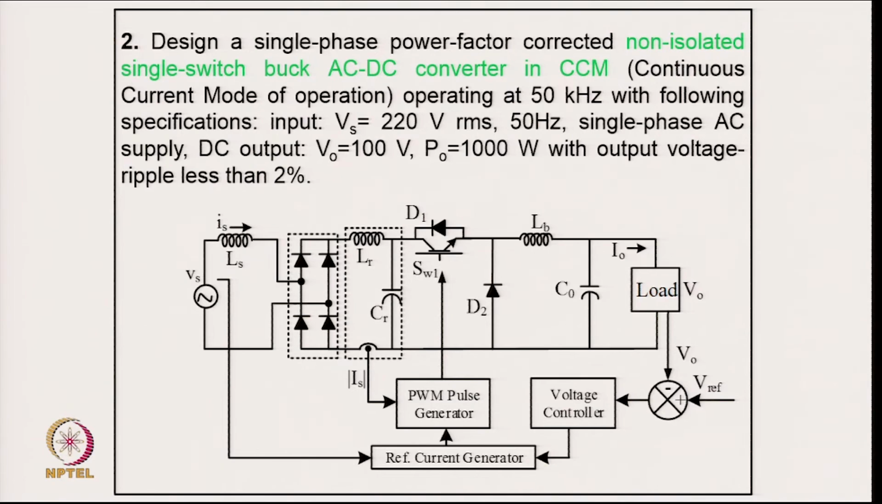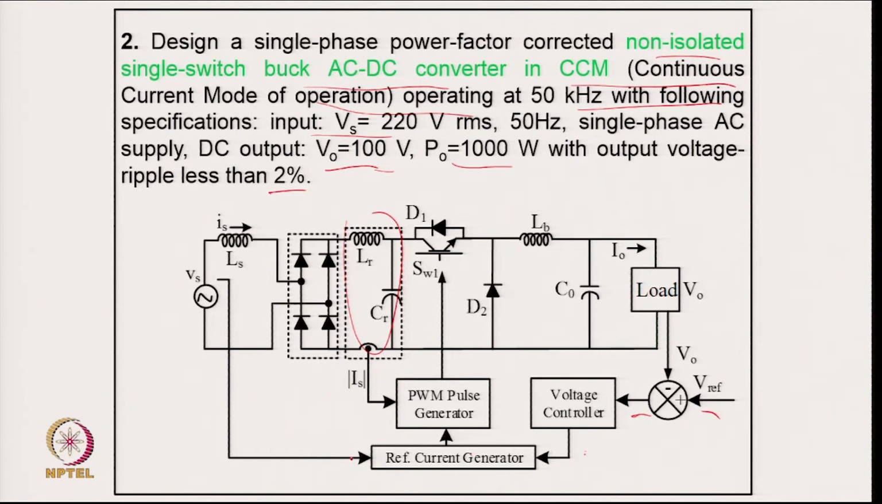Coming to the second example: design a single phase power factor corrected non-isolated single switch buck AC/DC converter in continuous conduction mode operating at 50 kilohertz, with the specification of 220 volt, 50 hertz single phase AC supply, output voltage 100 volt and output power 1 kilowatt, 1000 watt, with the output voltage ripple equal to 2%. Here we again have an EMI filter, but in continuous conduction we just have a voltage loop, and this output voltage controller we are considering as typically giving the amplitude of the current.